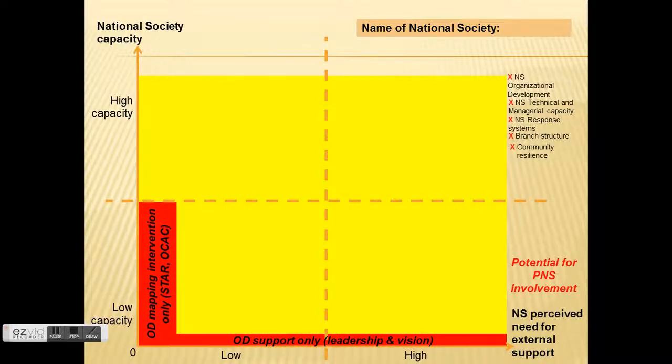So here as well, if we're looking at that National Society perceived need for external support, we should also have a red area which corresponds to the very low perceived need for external support, which is related to this low capacity and which we would address through OD mapping interventions such as STAR or OCAC.